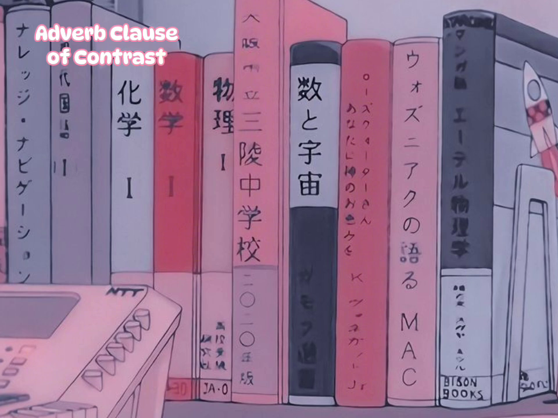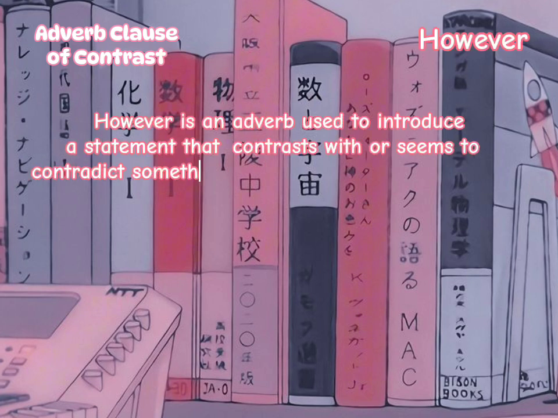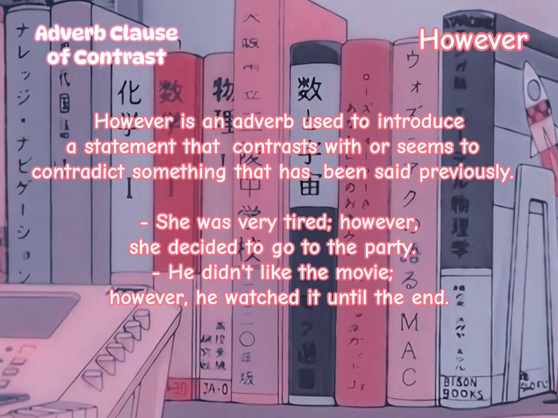The first one is however. However is an adverb used to introduce a statement that contrasts with or seems to contradict something that has been said previously. For example, she was very tired. However, she decided to go to the party. And the second example is he didn't like the movie. However, he watched it until the end.